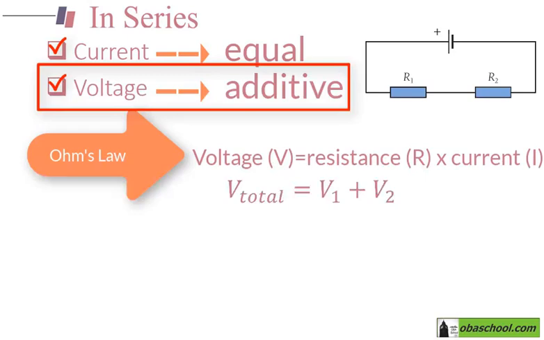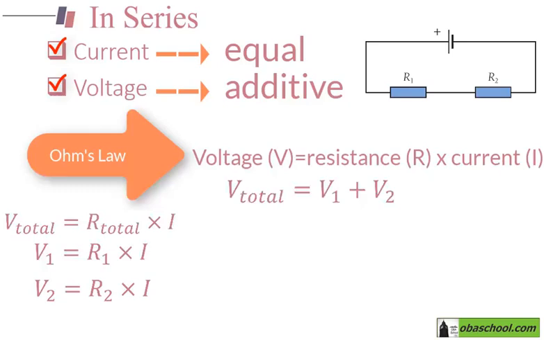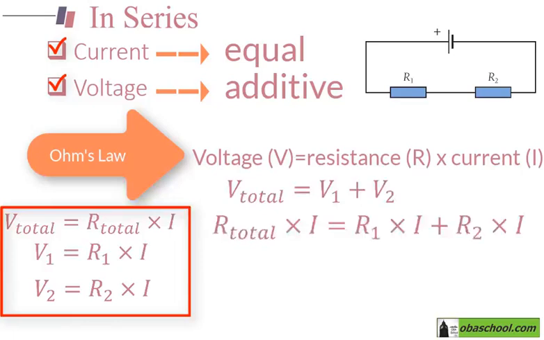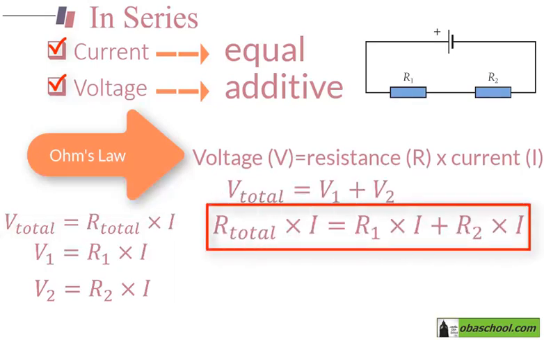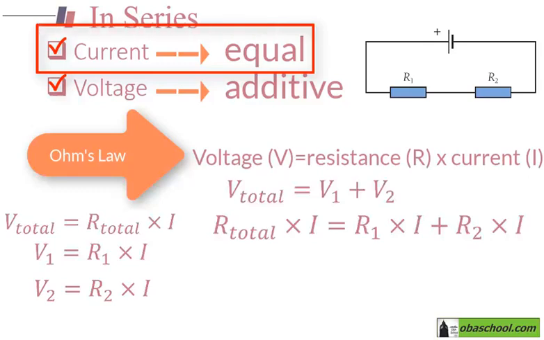And now let's replace each voltage using Ohm's law by its expression. V total is equal to R total multiplied by the current. V1 is equal to R1 multiplied by the current, and V2 is equal to R2 multiplied by the current. So let's replace them in the equation. The equation is thus R total multiplied by the current is equal to R1 multiplied by the current plus R2 multiplied by the current. And recall that the current in a series connection is equal.